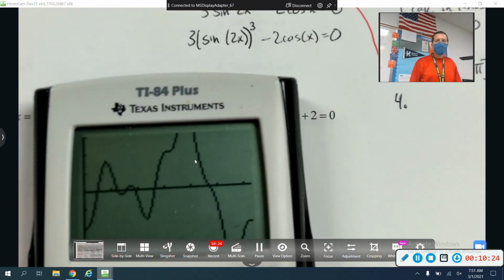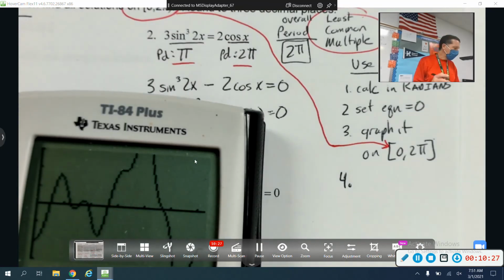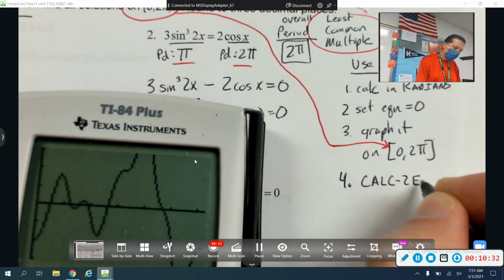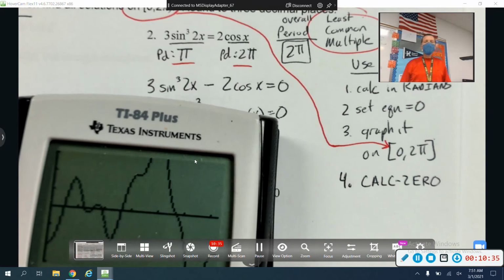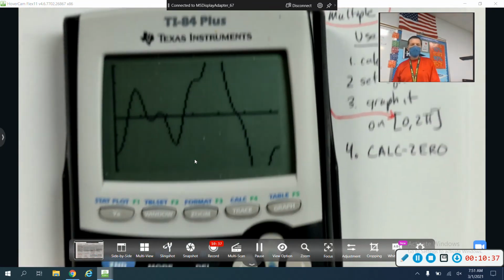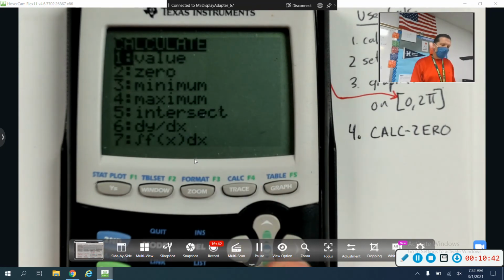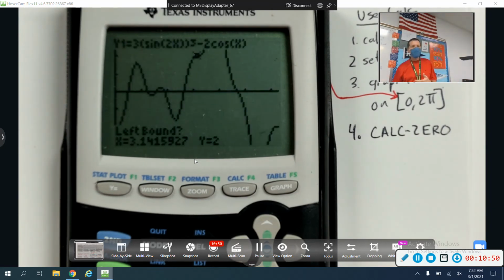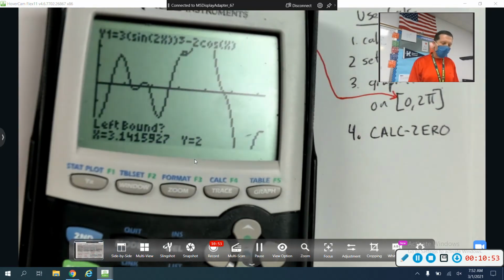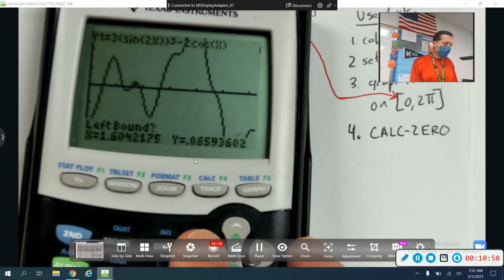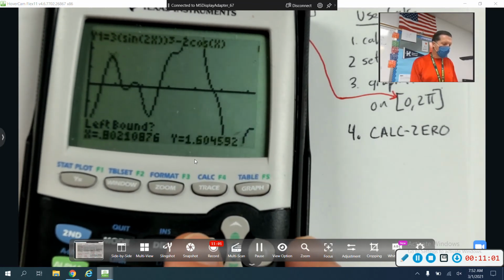All right, here's the magic of the calculator. Calc 0. The calculator can find where the zeros are. So calc is above the trace button, so second calc. And then the second option is 0. If you remember that far, the calculator will walk you through how to do the rest. Because it says left bound question mark. So you move your cursor, I'm going to go in order here. You move your cursor left of the 0 that you're trying to find.